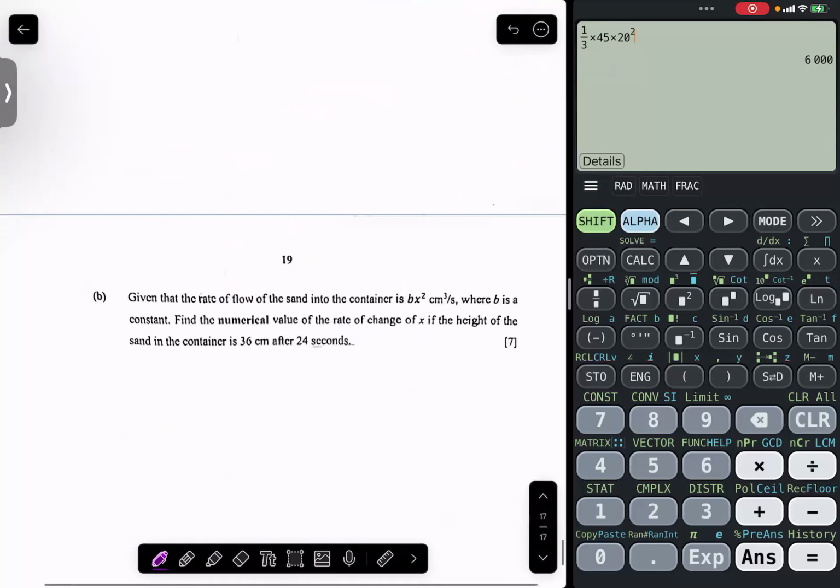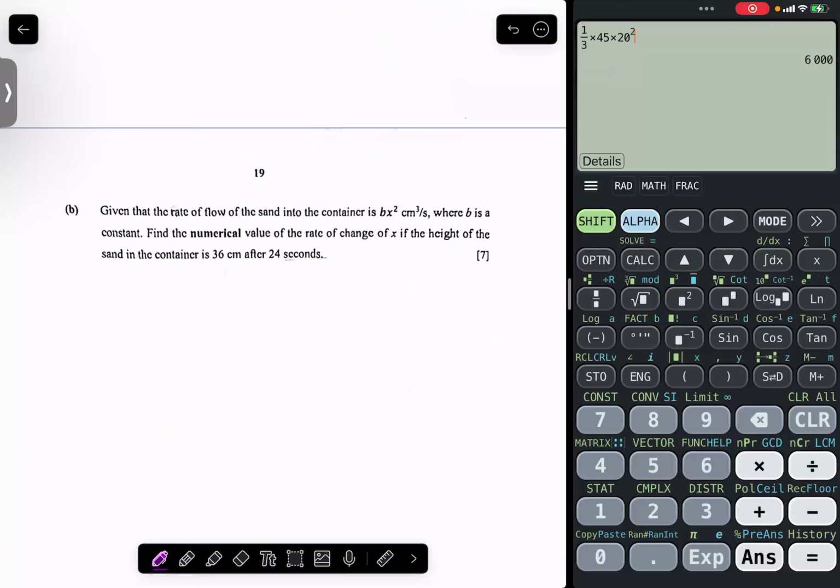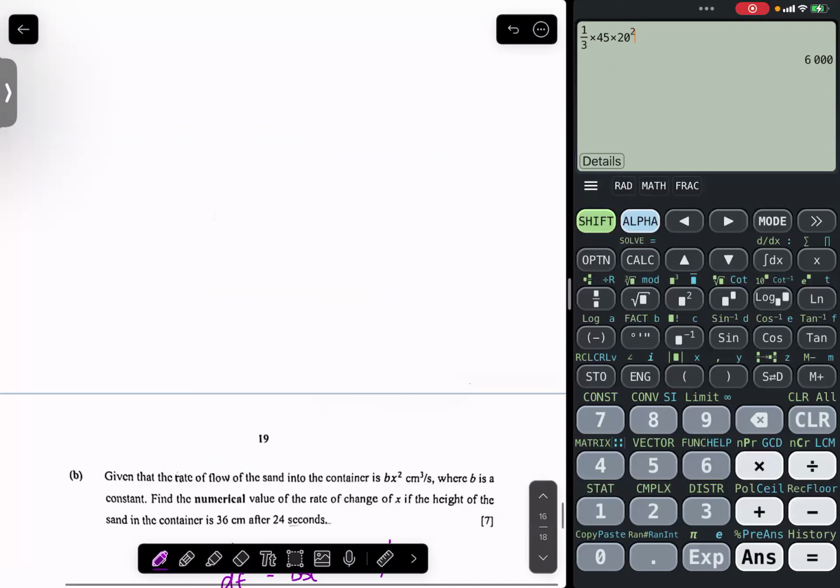Given that the rate of flow of the sand into the container is b x squared cubic centimeters per second, where b is a constant, find the numerical value of the rate of change of x if the height is 36 cm after 24 seconds. What they are trying to tell me is that dV/dt is b x squared cubic centimeters per second.